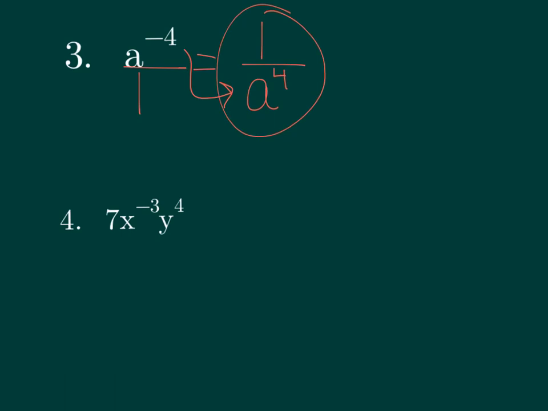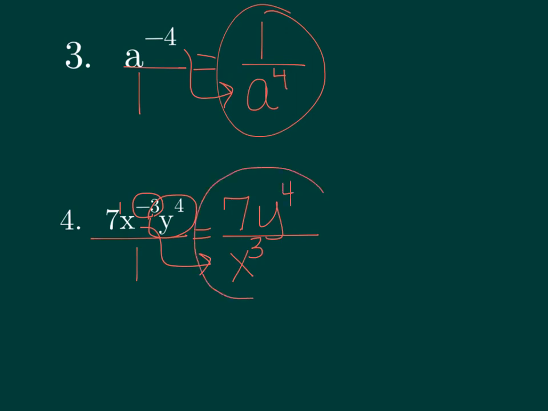Now, number 4 has several things. It has a 7, it has an x, and it has a y, but one of them has a negative exponent. So I'm going to go ahead and put my fraction. Now, 7 doesn't have an exponent, but please know that it is a 1. So 7 stays because the exponent's positive. The x has a negative exponent, so it is going to go to the opposite, which would be the denominator, and it becomes a positive exponent. The y has a positive 4, so it stays. You can't simplify anything with the 7, so this is my answer.